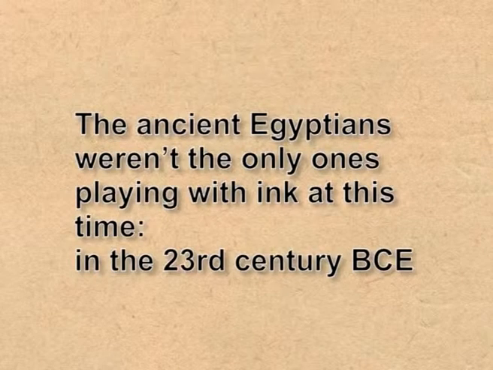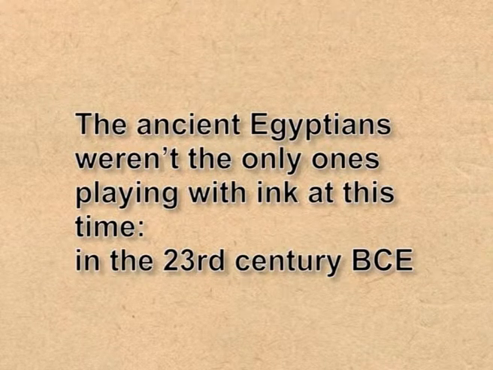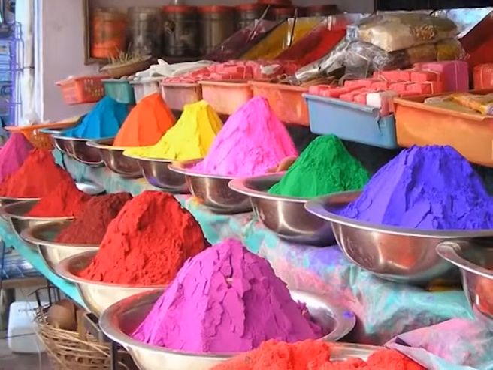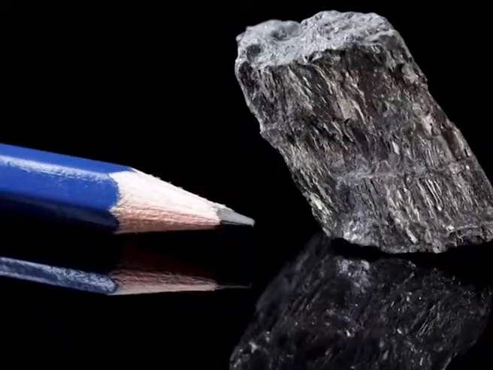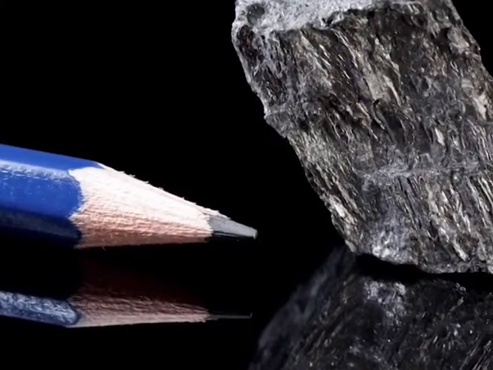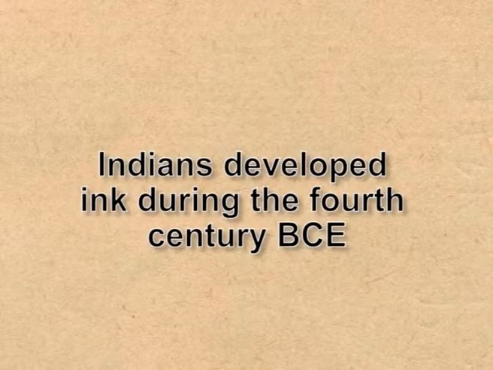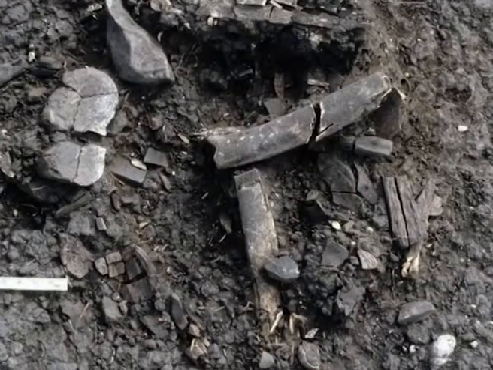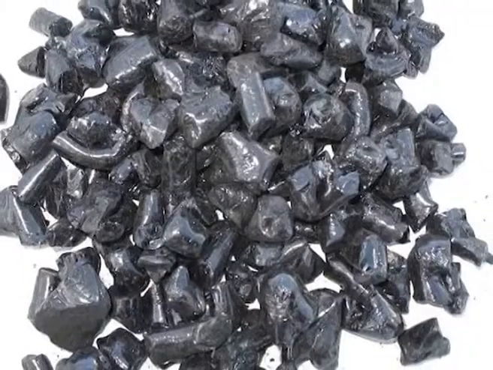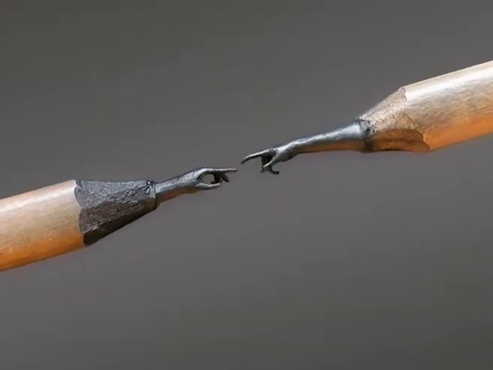The ancient Egyptians weren't the only ones playing with ink at this time. In the 23rd century BCE, the Chinese were exploring the use of natural dyes mixed with graphite and water to produce an ink that could be applied with brushes. Indians developed ink during the 4th century BCE. It was made from burnt bones, tar, pitch and other substances. Writing was done using this ink and a sharp pointed needle.